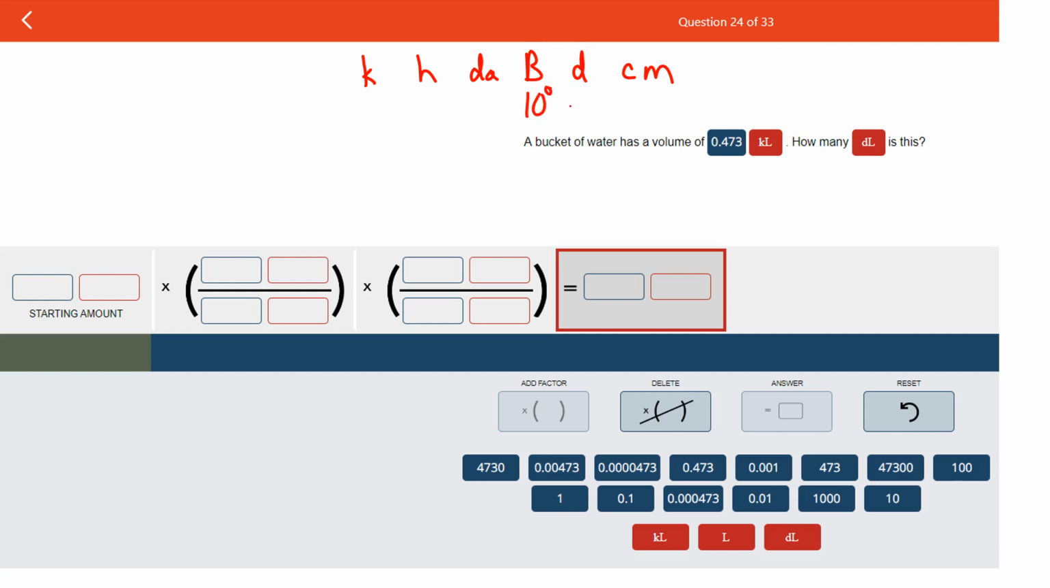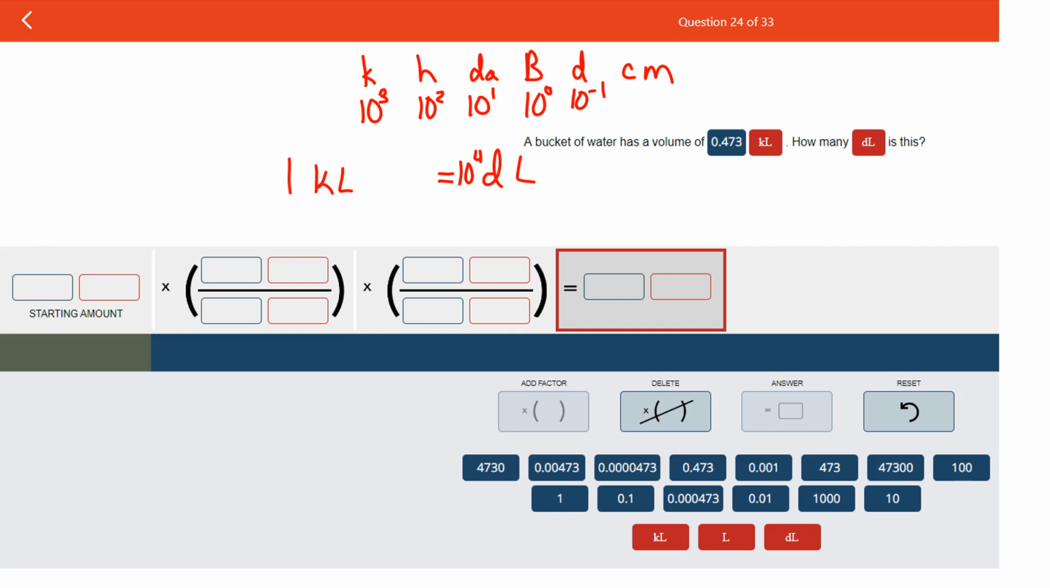So I'm 10 to the 0, 10 to the negative 1. All right. So normally I would set up my conversion factor from kiloliters directly to deciliters. All right, and kiloliters is the larger one. And then I would do 3 minus -1, which is 10 to the fourth. 10 to the fourth is what, 10,000?